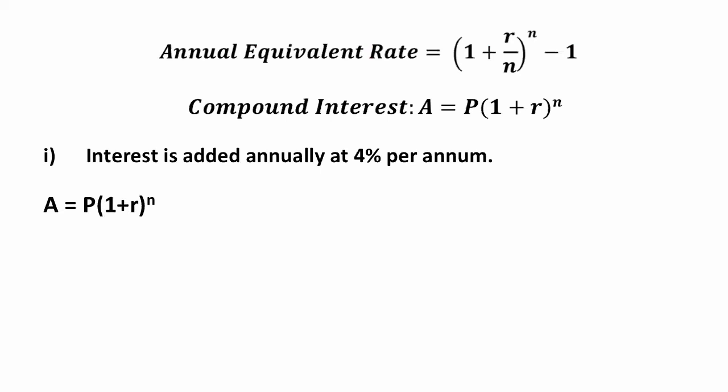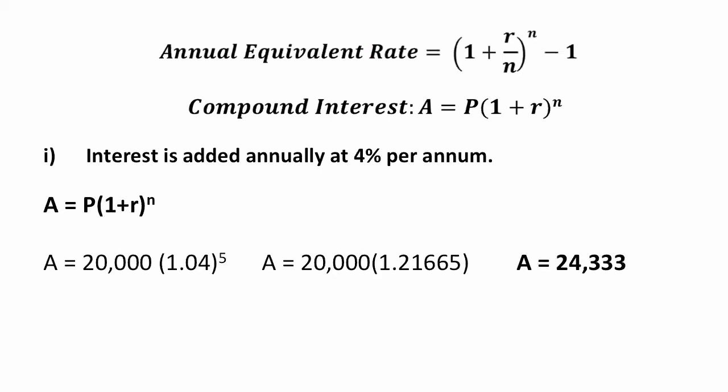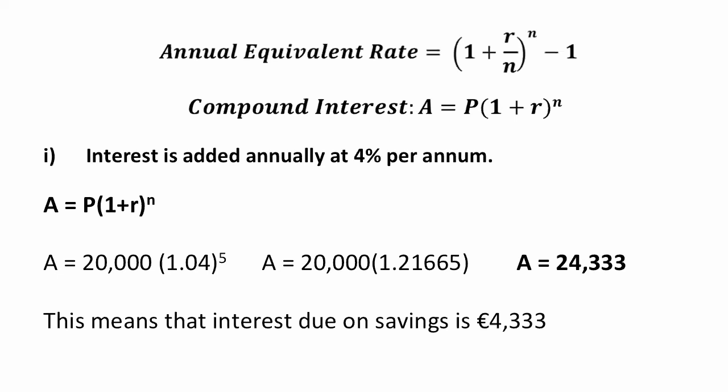So plugging those values into your formula, P being 20,000, R being your 4%, so that's why we have the 0.04 added onto the 1, giving 1.04 to the power of 5. 1.04 to the power of 5 gives us 1.21665, and multiplying that by 20,000 gives us 24,333. So your savings was 20,000, it gets compounded over a 5-year period, and you earn interest of 4,333. So that's how much interest you have. Get to know that question, it's going to help you out.